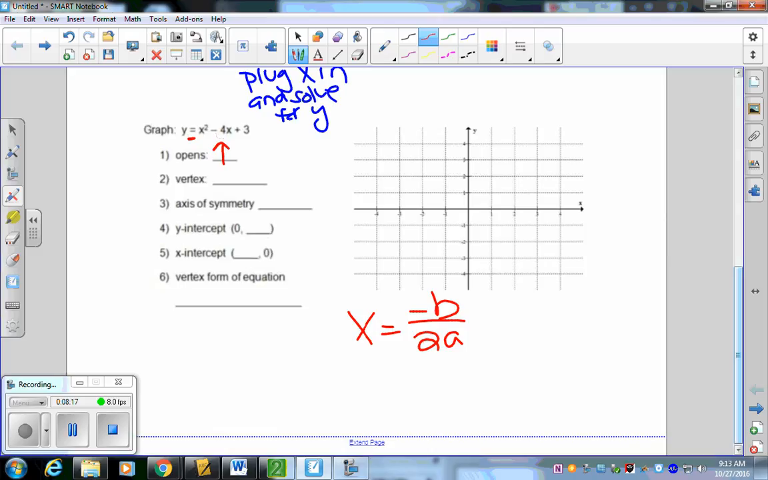What is our value for a? A is 1. A is the coefficient of your x squared term. B is negative 4. That's the coefficient of your x term. And your c is your constant, the number that's all by itself.